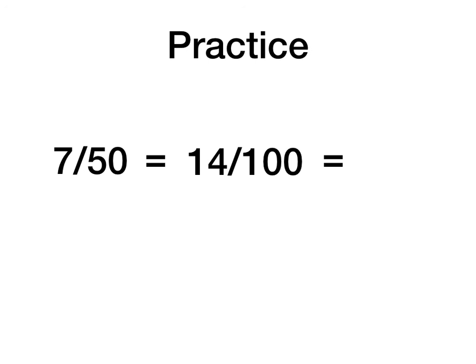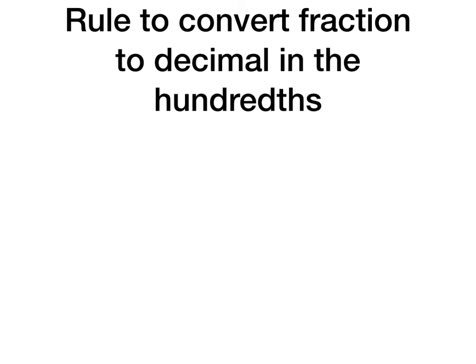Convert this into a decimal. That gives you 0.14, or 14 hundredths. Again, it's 14 out of 100 things, all right? Now, by this time, you should be noticing a pattern, noticing a rule. And so what is that rule in order to convert a fraction to a decimal in the hundredths?